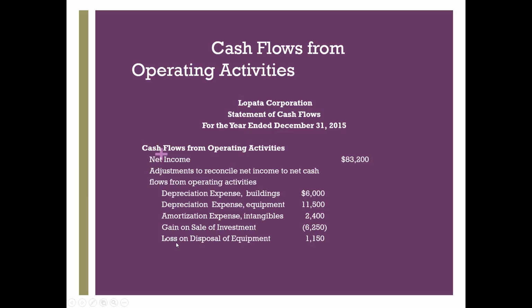Same thing goes for loss. You do the opposite of what happened before. So this loss on disposal of equipment was $1,150. This is from number 5 on your supplemental information. That loss also is going to have to be backed out, so we do the reverse. A loss was subtracted in our net income number of $83,200, so we're going to back it out by adding it back in. That reverses what we did in the net income number. And again, the entire amount of cash that we received for selling that equipment is going to appear, but we don't want it counted twice because it's already in the net income number. That's why we're backing it out.